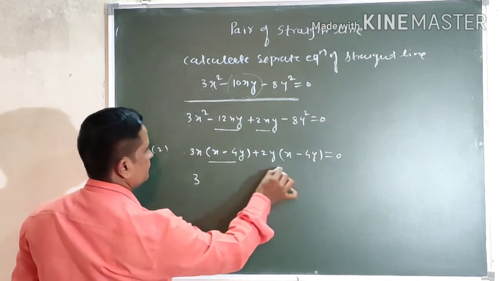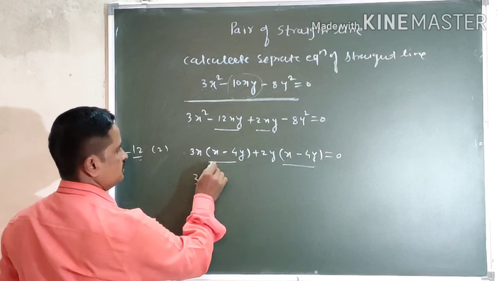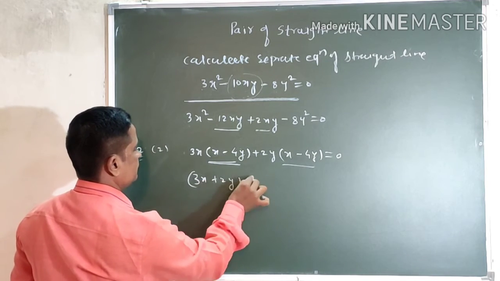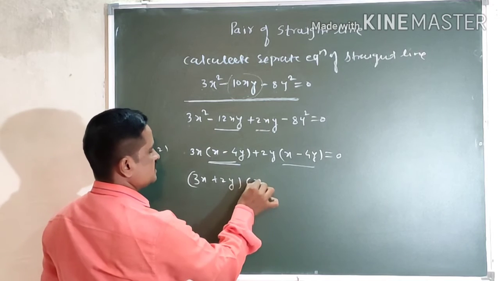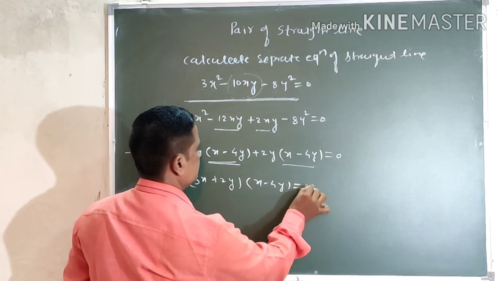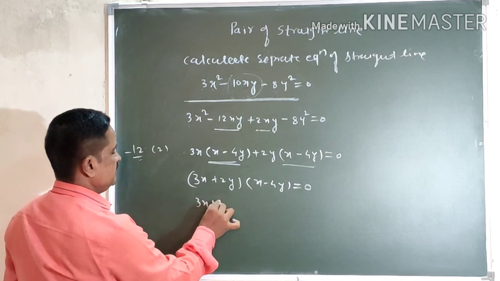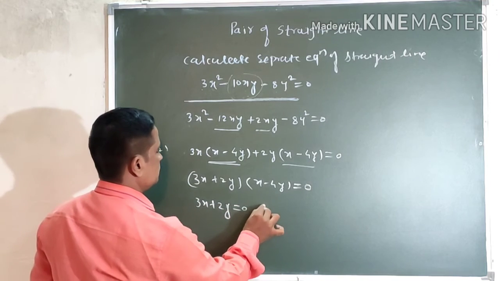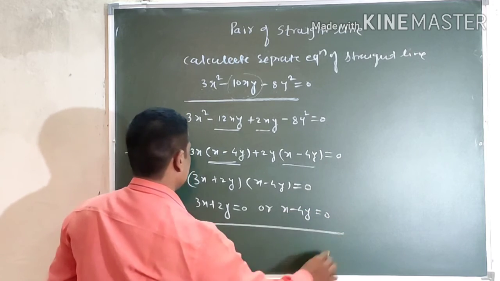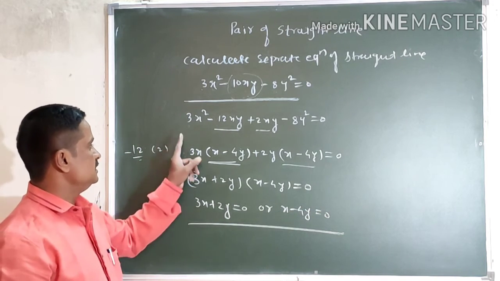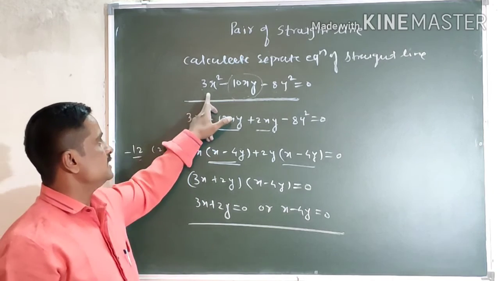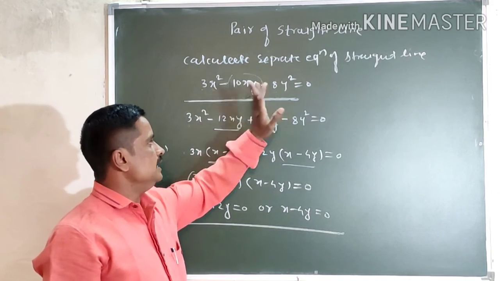That means take 3x plus 2y, and another factor is x minus 4y equals to 0. That means 3x plus 2y equals to 0, or x minus 4y equals to 0. So these are the separate equations of this line, that is 3x square minus 10xy minus 8y square equals to 0.